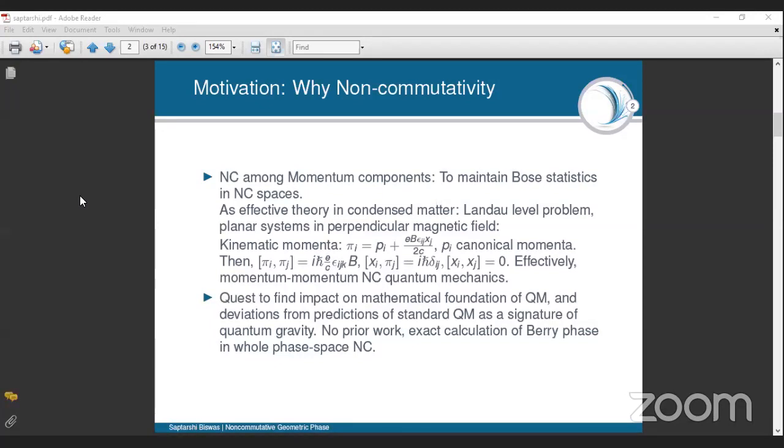So having said this about the motivation for non-commutativity in the phase-space variables, there has been a great deal of interest among the scientific community to find what such modifications of the fundamental commutation relations would do to the mathematical foundation of quantum mechanics, and what deviations they can lead us to from the predictions of ordinary quantum mechanics. So in this work we study the famous concept of interference in a quantum system within an ambient non-commutative phase space where both spatial and momentum non-commutativity are taken into account. So you can go to the next slide.